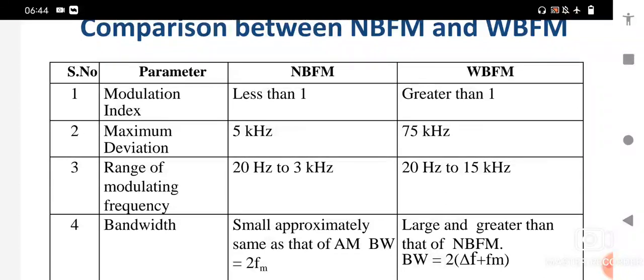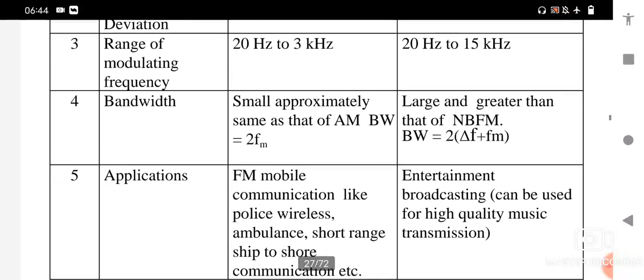So to transmit the frequency spectrum of NBFM, the bandwidth is similar to that of amplitude modulation, that is 2fm. And in wideband frequency modulation, it is larger and greater than that of NBFM. Compared to narrowband frequency modulation, WBFM has a greater bandwidth. The bandwidth is equal to 2 times (del f plus fm).